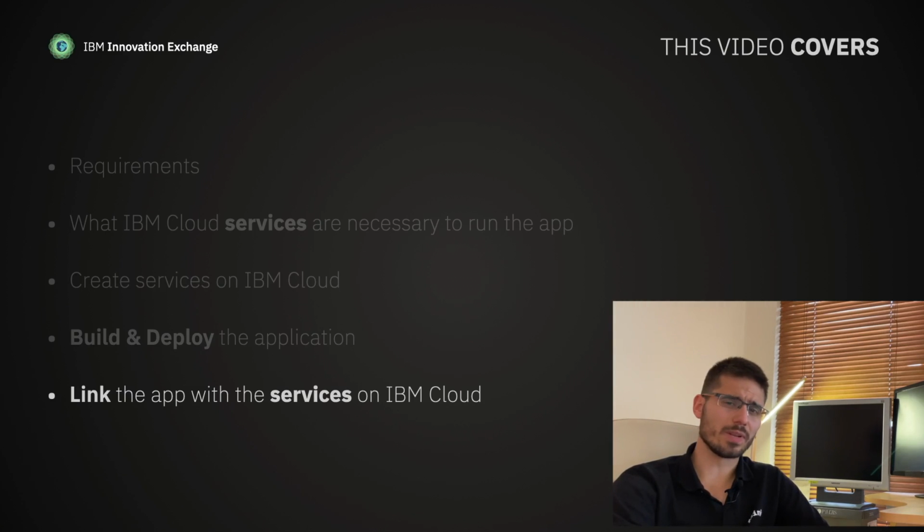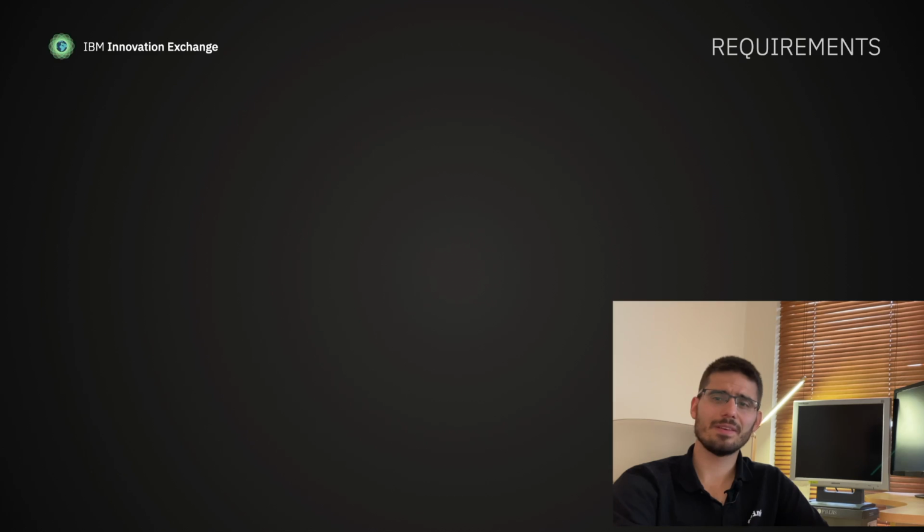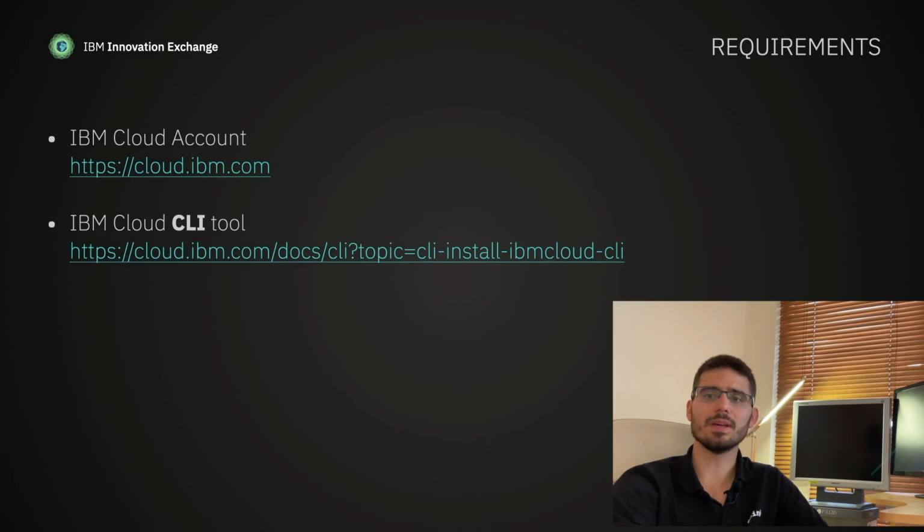So what do we need to run the app? First, if you don't have one already, log into cloud.ibm.com and set up an IBM Cloud account. You will need to download the IBM Cloud CLI tool. You can find it under the following link. Other than that, you will need Git, Node.js version 8, and the OpenSSL tool.